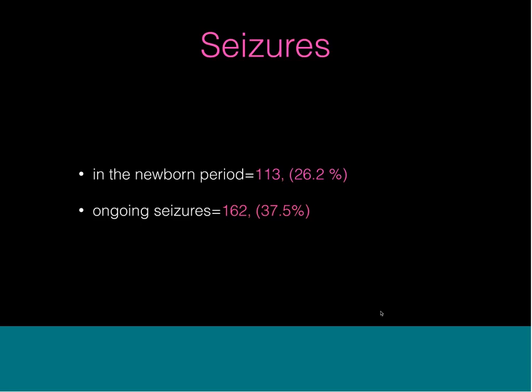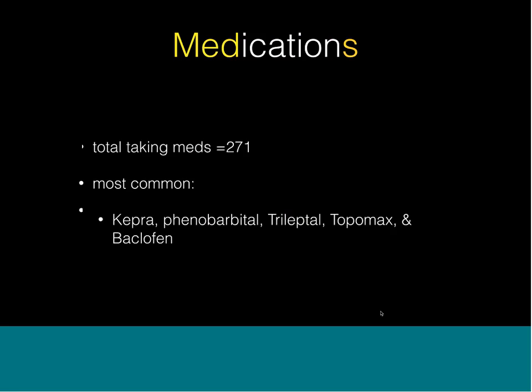113 of them had seizures in the newborn period, in other words, by the end of the first month of life, and 162 have ongoing seizures. Does this all sound familiar to everybody? The children who were taking medications, 271, the most common were those medications that were to control seizures.